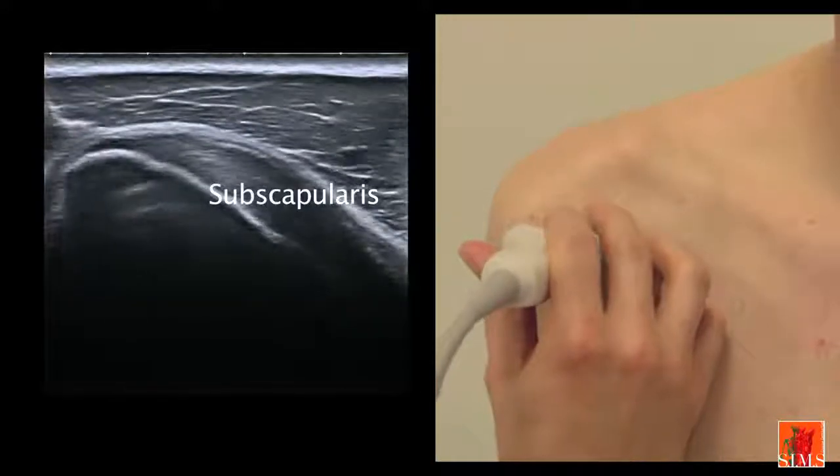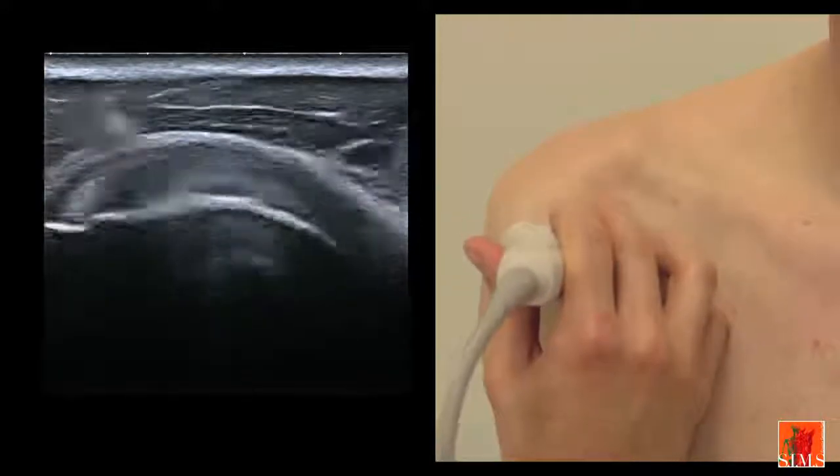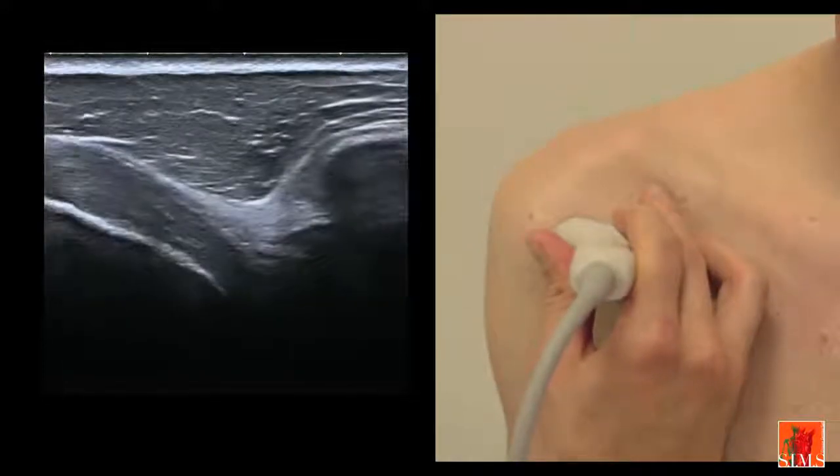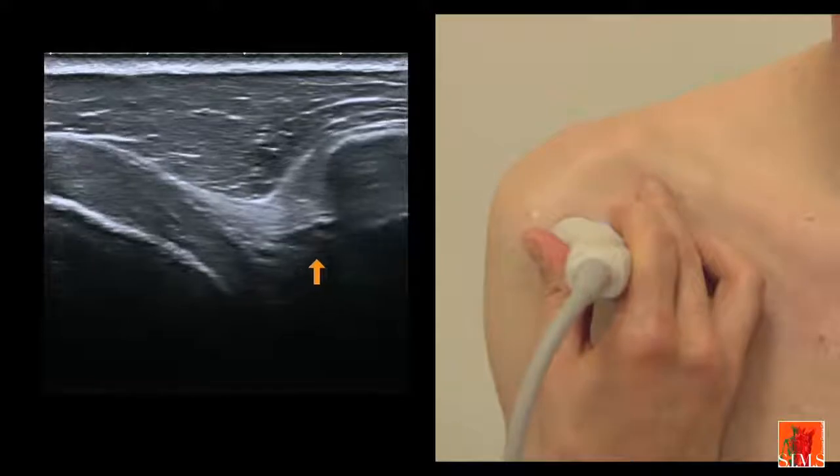The subscapularis tendon is explored from top to bottom in the axial plane. Please note inwards the existence of a myotendinous junction, which must not be confused with subacromial bursitis.